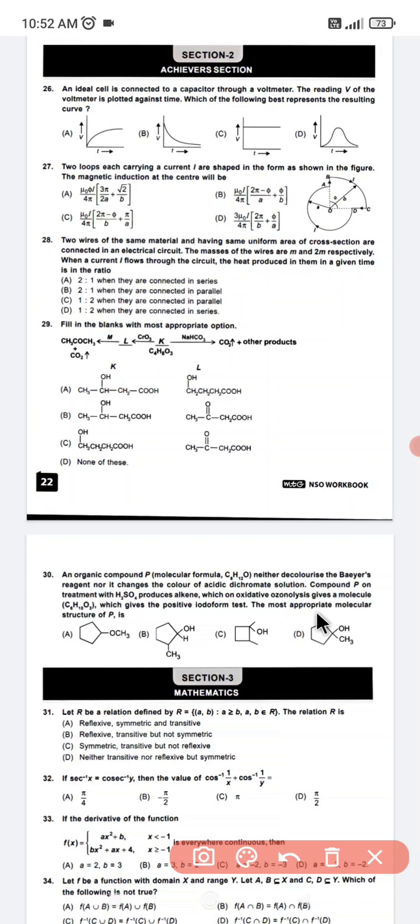Which one is the correct answer? See, in this reaction values have been provided. Here you have to go backwards, then only we will get the value of K. Once you get K, it is easy to get L, right?